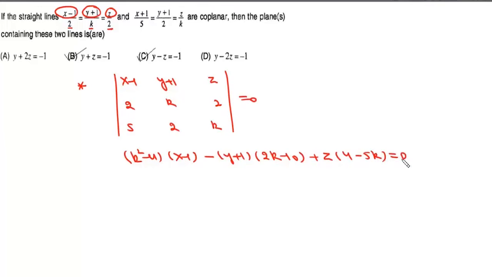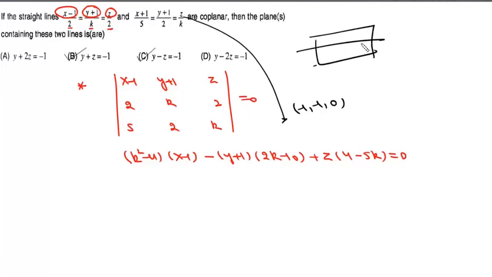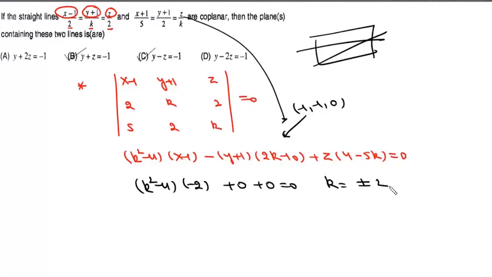and it is equal to 0. Now the point on the second line, which is minus 1, minus 1, 0, will also lie on this plane since both the lines are coplanar. So we'll put this point here. So we'll get k square minus 4, now this is minus 2. Now minus 1 plus 1 will be 0, and z is also 0. So from here we'll get the value of k as plus or minus 2.